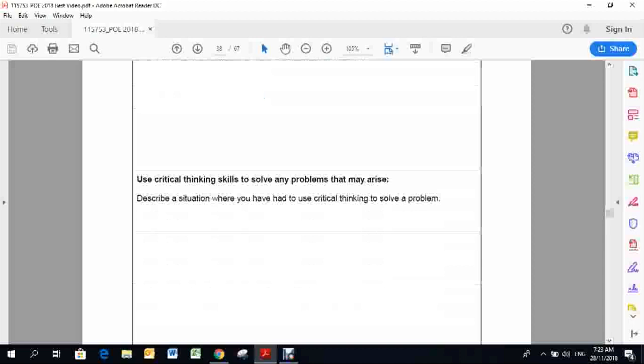Use critical thinking skills to solve any problem that may arise. So you need to describe a situation in your life when you had to use critical thinking to solve a problem.